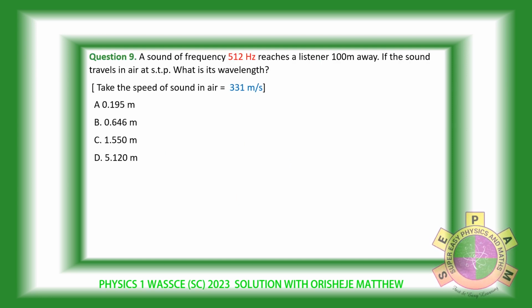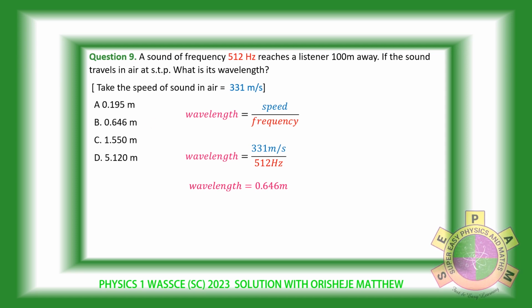Question 9. A sound of frequency 512 Hz reaches a listener 100 m away. If the sound travels in air at standard temperature and pressure, what is its wavelength? We know that the wavelength of sound is equal to the speed divided by the frequency. So this is a direct question, but this 100 meter is a distraction. You don't need it. So the answer is B.